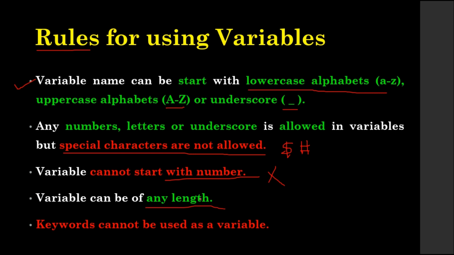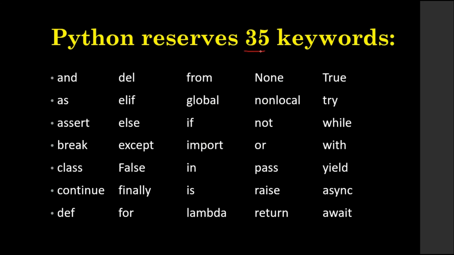And the last and the most important one is that keywords cannot be used as a variable. In Python there are 35 keywords, and these keywords we cannot use as a variable. If you assign a value to such a variable, it will result in an error. So let's check with our Anaconda prompt.